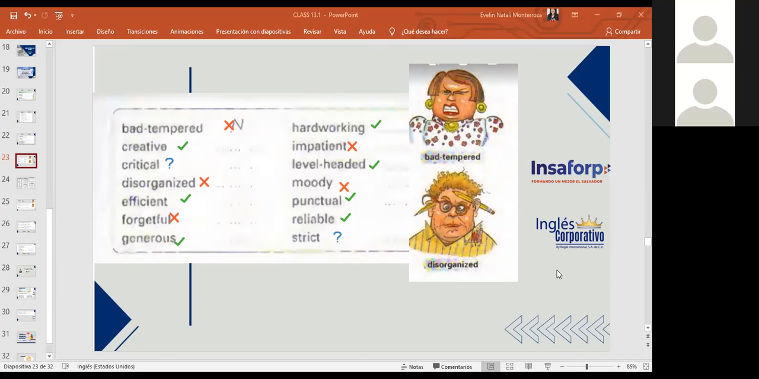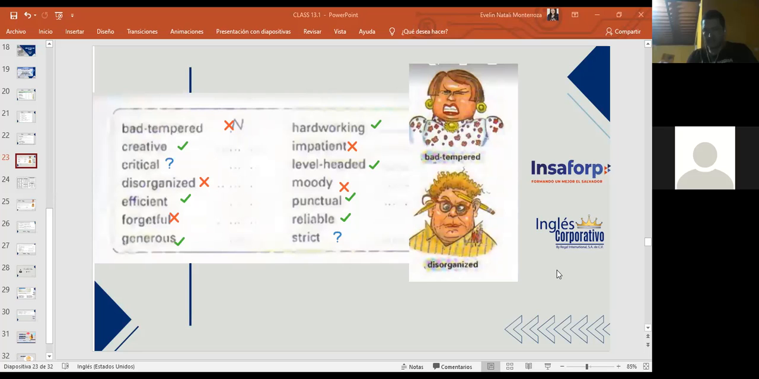Catherine, ¿para dónde se nos fue? Maritza. Hello, Maritza. Maritza en todas las clases me ha dejado en visto. Ana Romero.